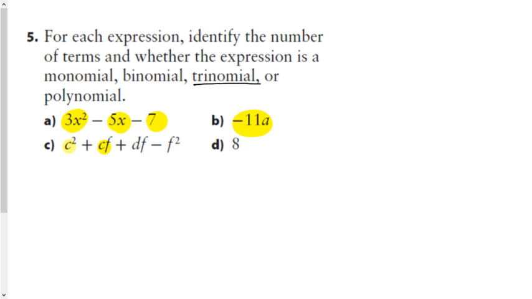So therefore, it's a monomial. In C, we have 1, 2, 3, 4, all connected by addition, addition, and subtraction. So we have four terms. We will call that a polynomial. And in D, we just have the number 8. We just have the number 8, and the debate is on whether it's a constant or just a number. But that would be called a monomial because it's just one term.